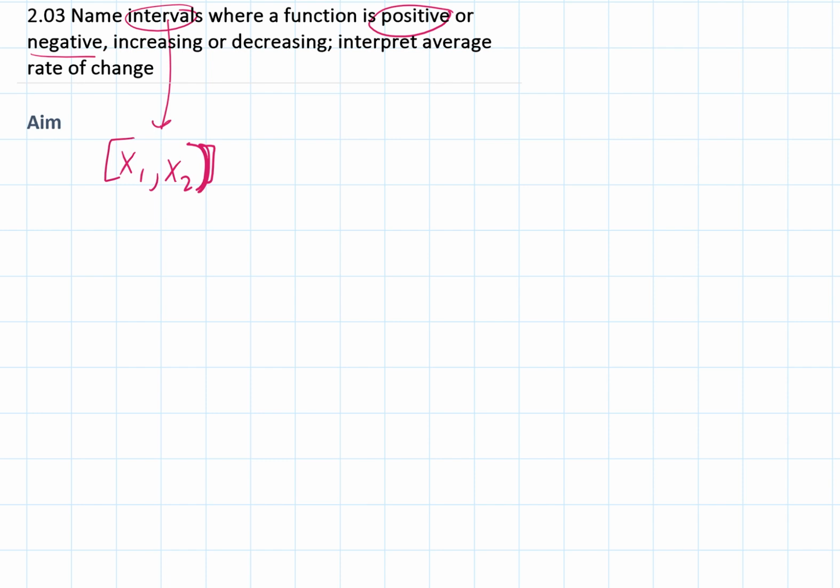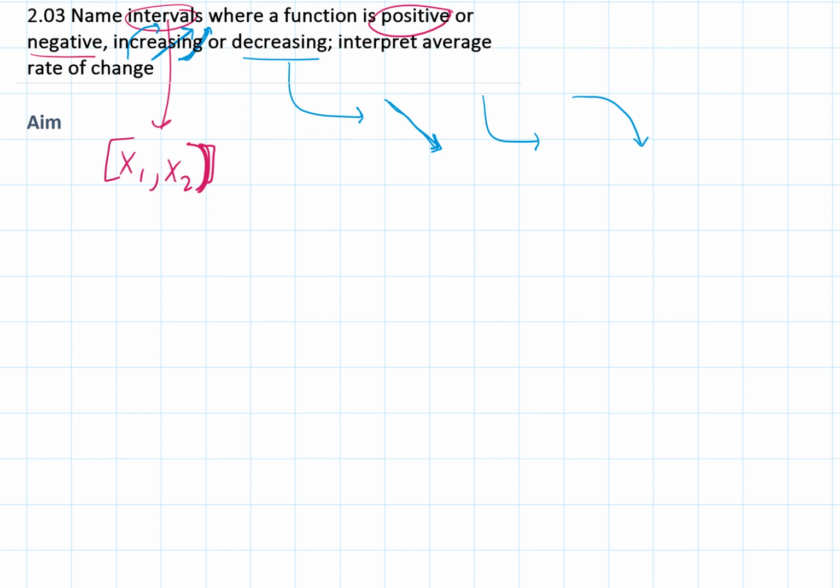But increasing and decreasing, it doesn't have to be above or below the x-axis. It's just about, are the y values going up? Maybe they're going up at an increasing rate, maybe at a constant rate, maybe at a decreasing rate. But decreasing means when you're looking left to right, the y values are going down. Again, maybe they're going down at a constant rate, maybe they're not, but reading left to right, you can see that the y values are going down.